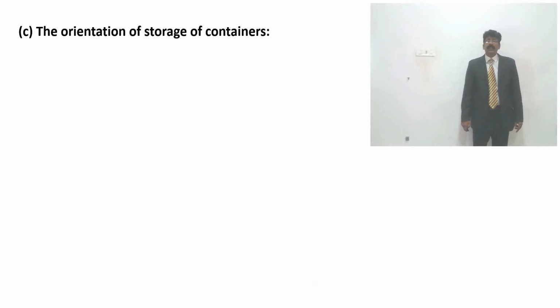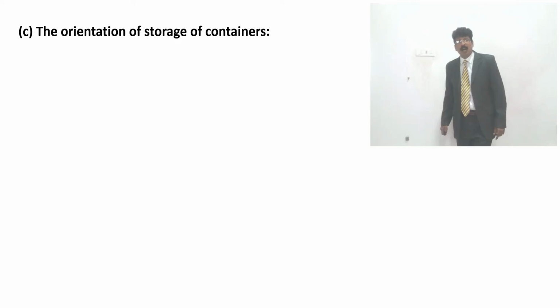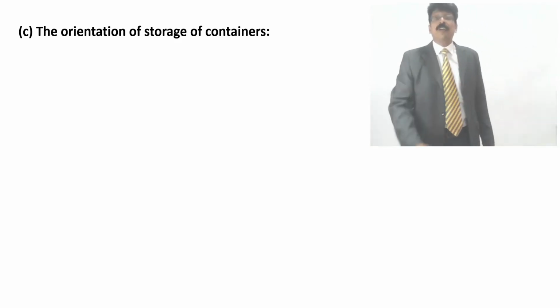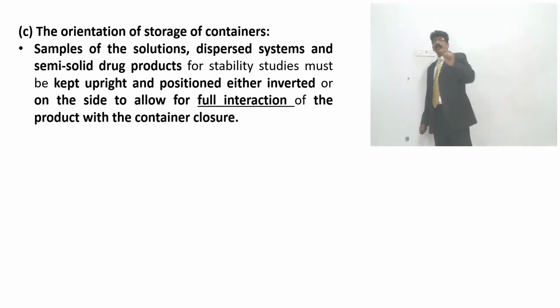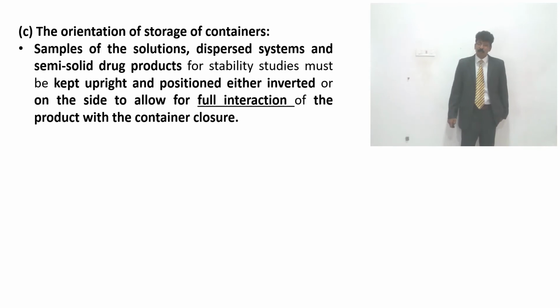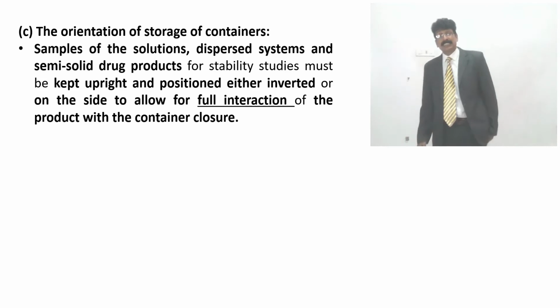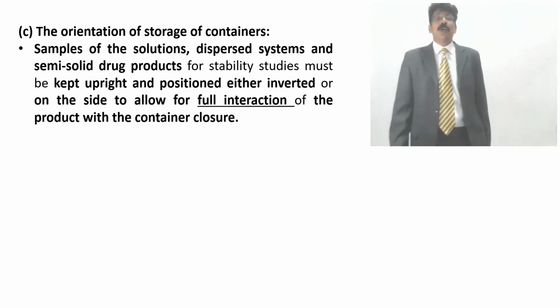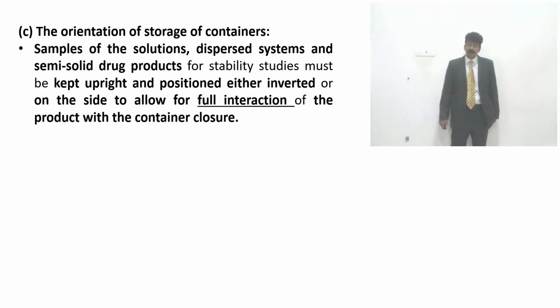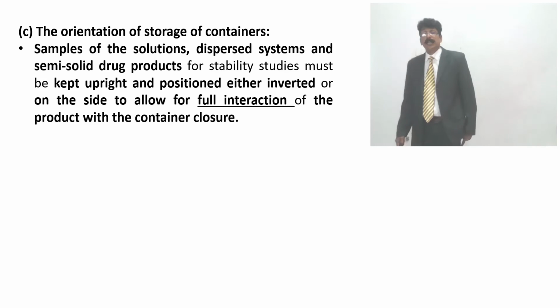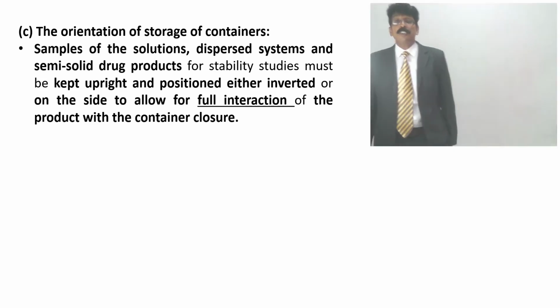Number 3, that is C, that means orientation of storage of containers. Samples of solution, dispersed system. Dispersed system means we talk about not only liquid preparations like emulsion, suspension, but even semi-solid preparations, ointments, creams. There also two immiscible substances will be made so that one disperses in the other.